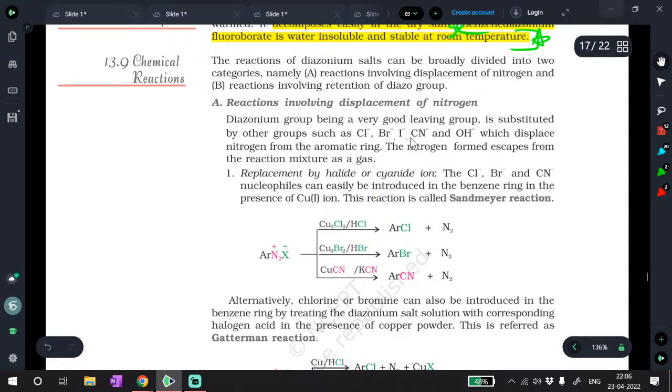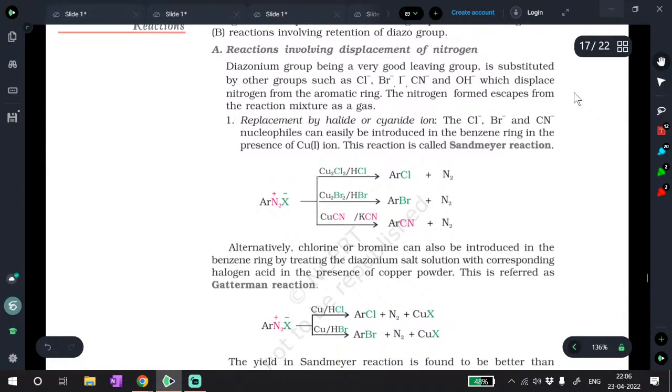So Cl, bromine, iodine, CN-, OH-, which displaces from the nitrile.